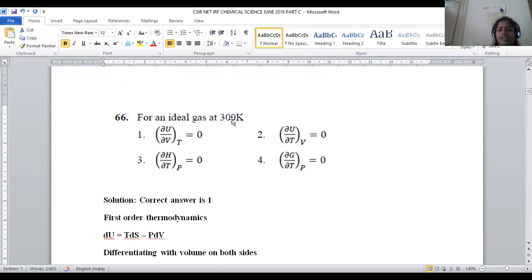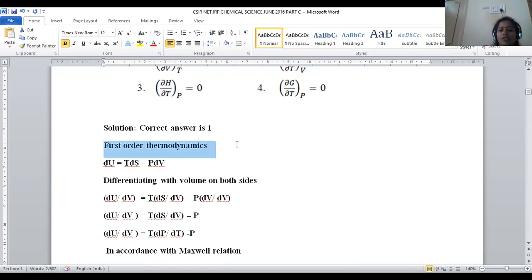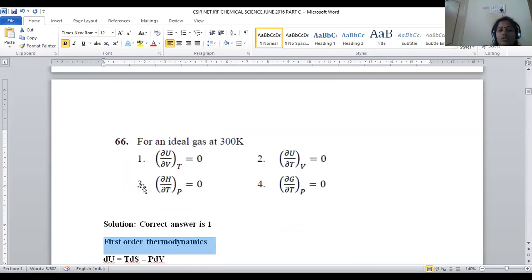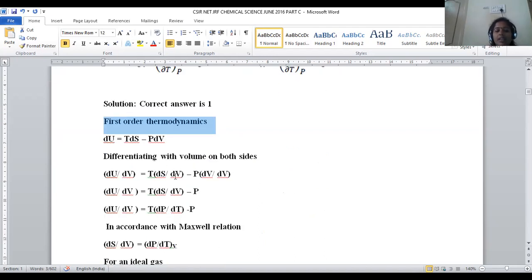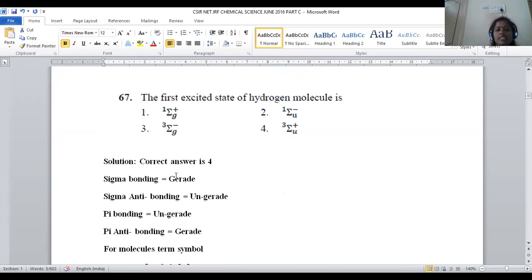dU by dV is equal to 0 at constant temperature. Temperature is 300 Kelvin. So that is the equation which is derived from the first law of thermodynamics, right? So for question number 66, option number 1 will be the correct answer. Let us move on to question number 67.